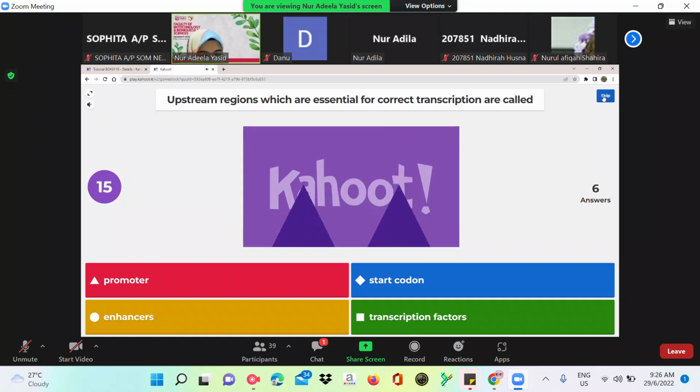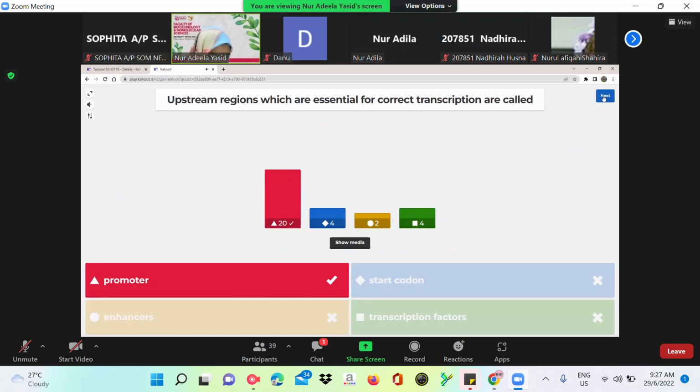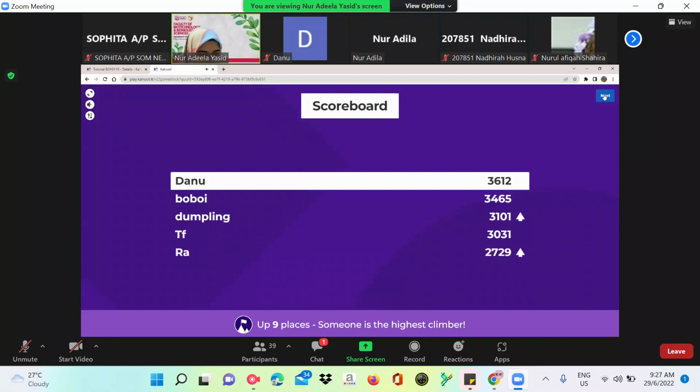Easy peasy. Sepatutnya semua betul kat sini. Saya baru mention je tadi. Most of you answered it correctly. So the upstream region which is essential for correct transcription is called the promoter. The promoter is the important region to start the transcription process. This is where RNA polymerase binds to start the transcription. Ni yang jawab transcription factors ni saja-saja ke apa? Okay, next one.